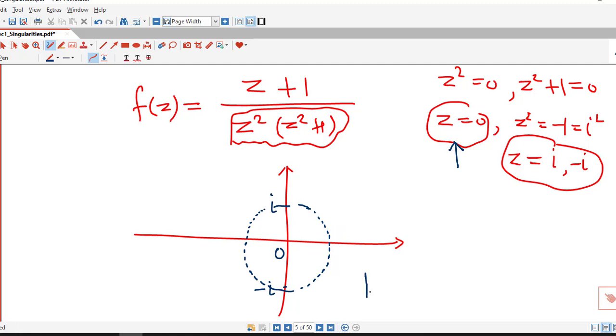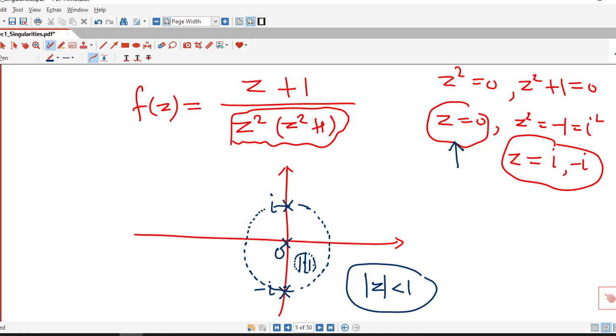Okay, so I consider this neighborhood of z equal to 0, absolute value of z less than 1. So the function is not analytic at these 3 points only. But if I consider this point, and consider a neighborhood of this point, then we can see the function is analytic at this point.